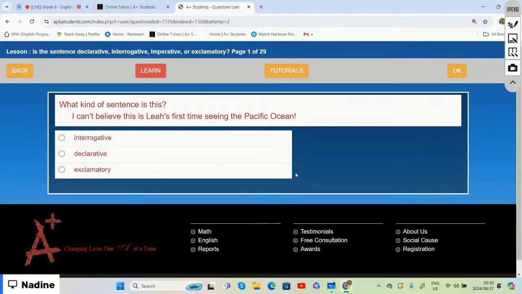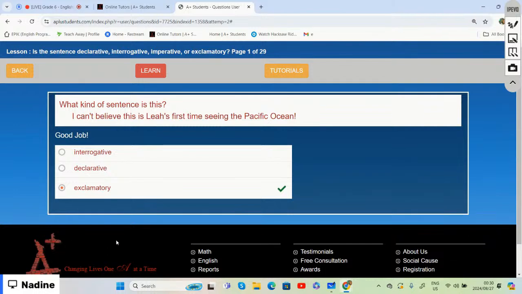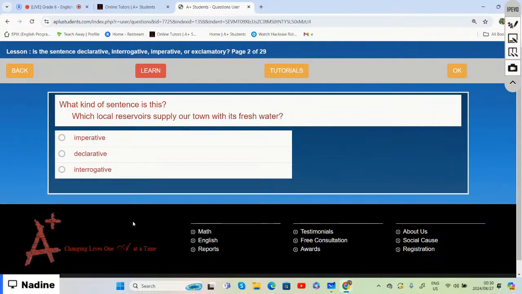And if we look at the sentence, right, it ends with an exclamation point, so we can say this is an exclamatory sentence because it says, I can't believe this is Leah's first time seeing the Pacific Ocean. It is a statement that is being made, not expecting a response, and it ends with an exclamation point. So option three is correct.